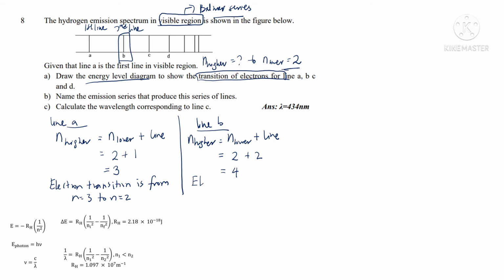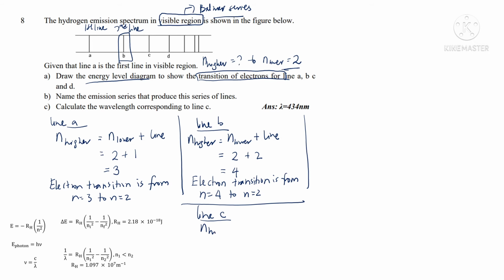Therefore, to produce line B, it must correspond to the electron transition from n equals to 4 to n equals to 2. For line C, again, to find the higher energy level, the formula is the lower energy level plus the number of the line. Balmer series, lower energy level n equals to 2. C is the third line, therefore plus 3 gives us 5. Therefore, to produce line C, it corresponds to the electron transition from n equals to 5 to n equals to 2.